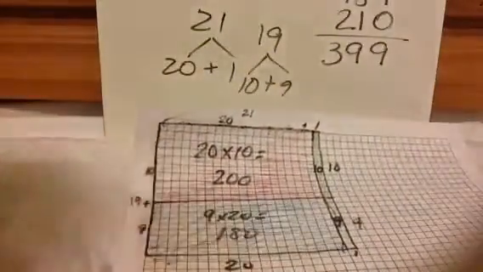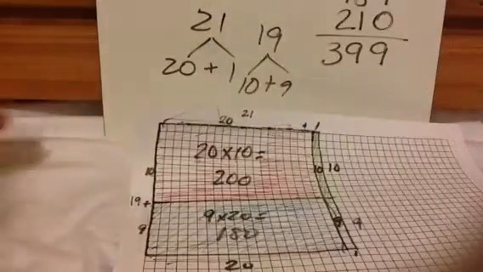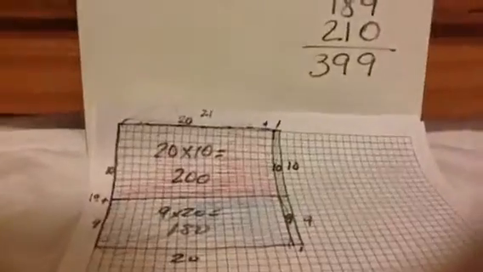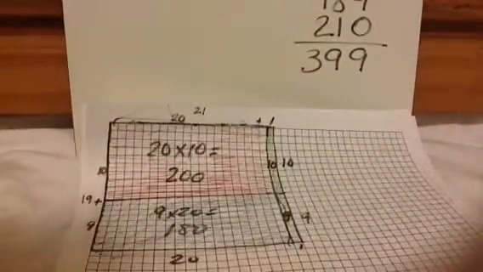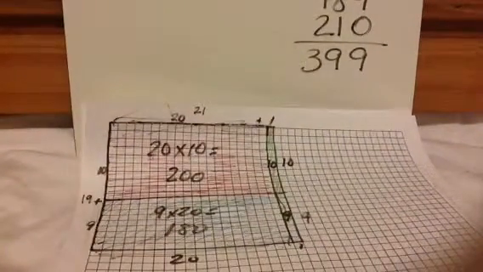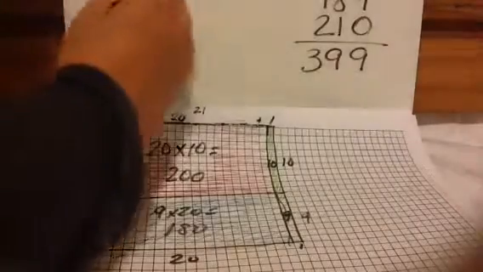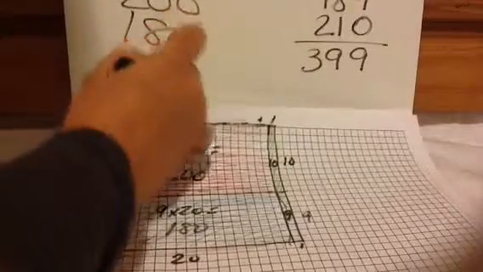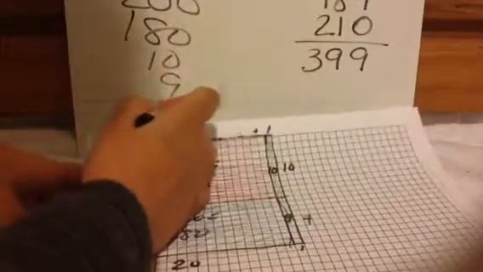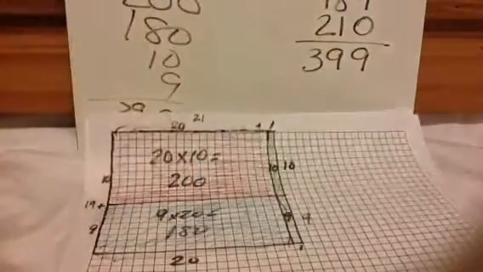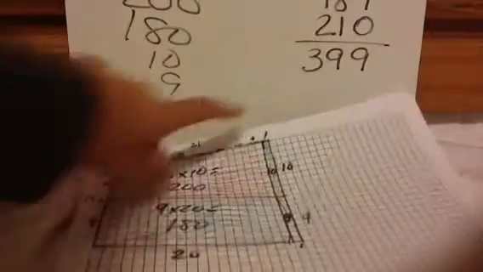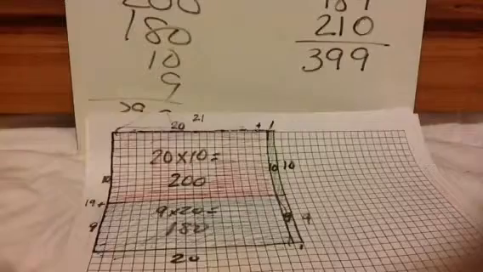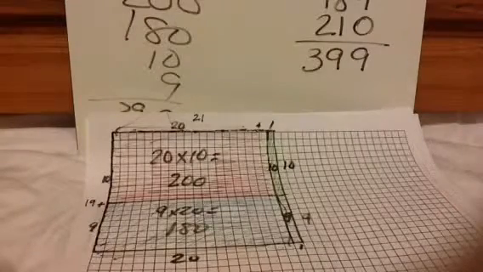So let's look at our partial products. I'm going to go ahead and tie in that other TEK with this. So there's your representation for 399, essentially in an area model. So let's add all our partial products. So 200 plus 180 plus 10 plus 9, 399, which also is what we got when you do it the standard algorithm. Alright, so now you're going to do the next one on your own.